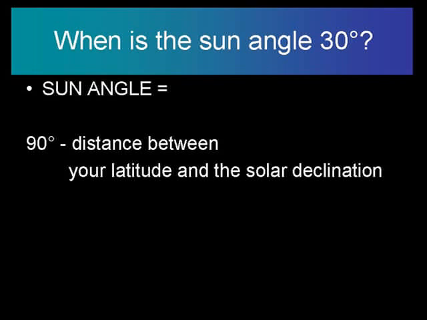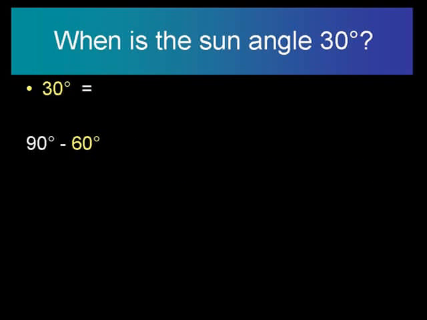Well, remember, your sun angle equation is sun angle equals 90 minus the distance between your latitude and the solar declination. We know that the sun angle is equal to 30, so 30 equals 90 minus this distance, meaning that the distance between your latitude and the solar declination is going to have to be 60. So that 90 minus 60 equals 30.